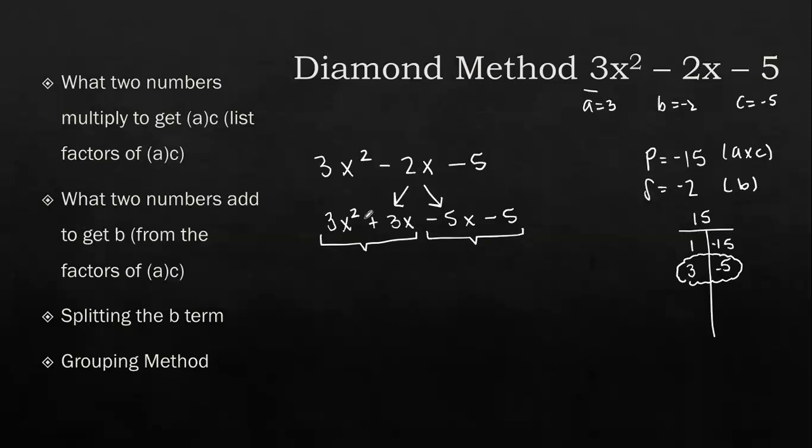From here, I'm looking to find out what the greatest common factor is in my group. So what goes into both 3x squared and 3x? Okay, there's something higher. 3x. 3x goes into both 3x squared and 3x. So I'm going to write 3x out here on the side. And then put parentheses.